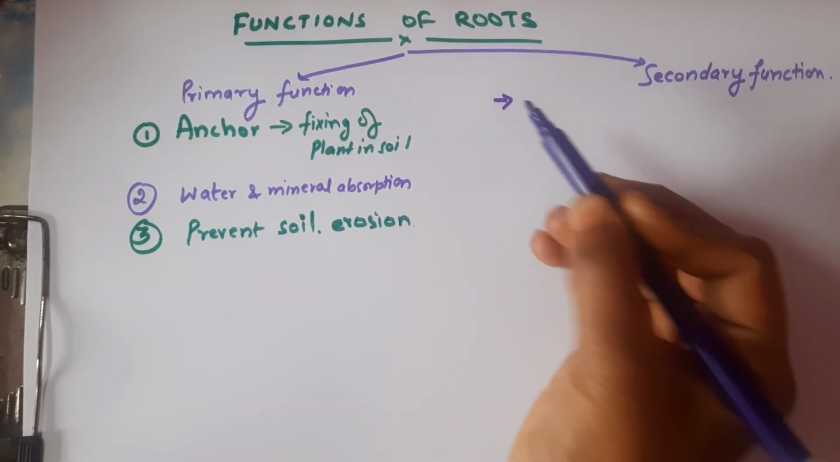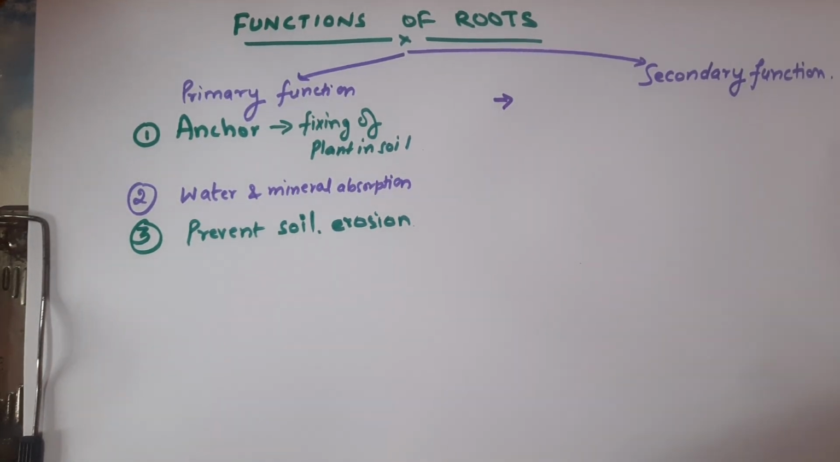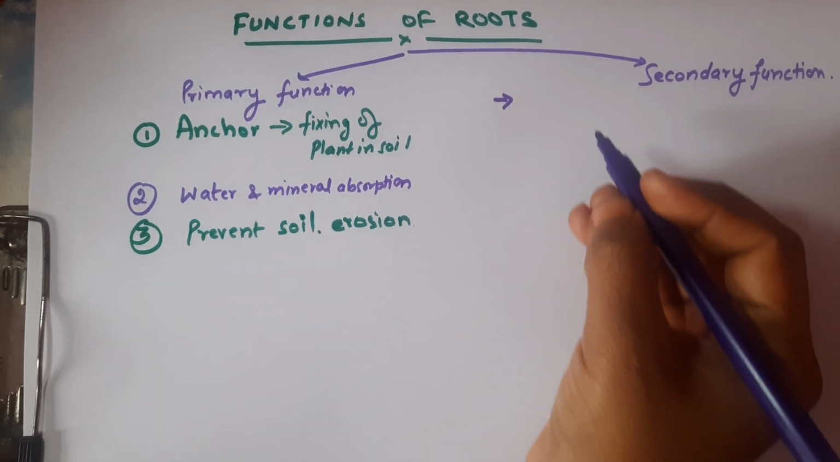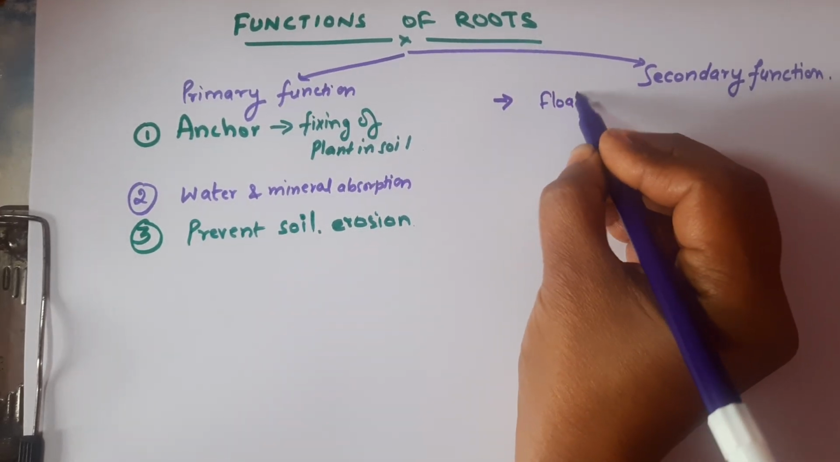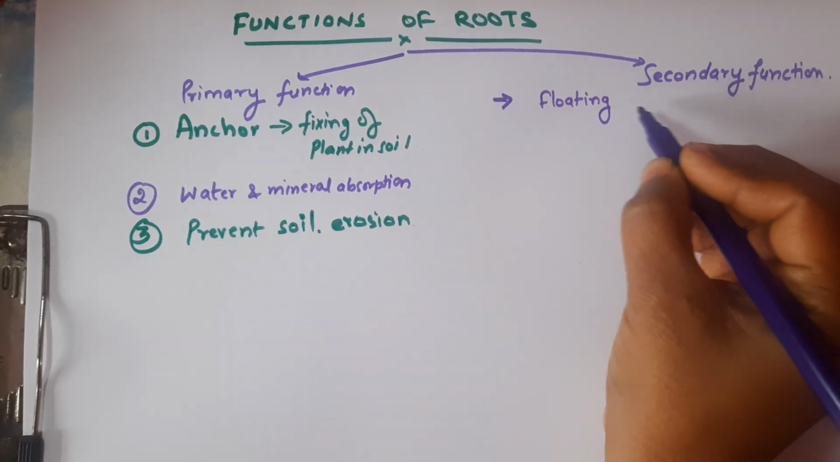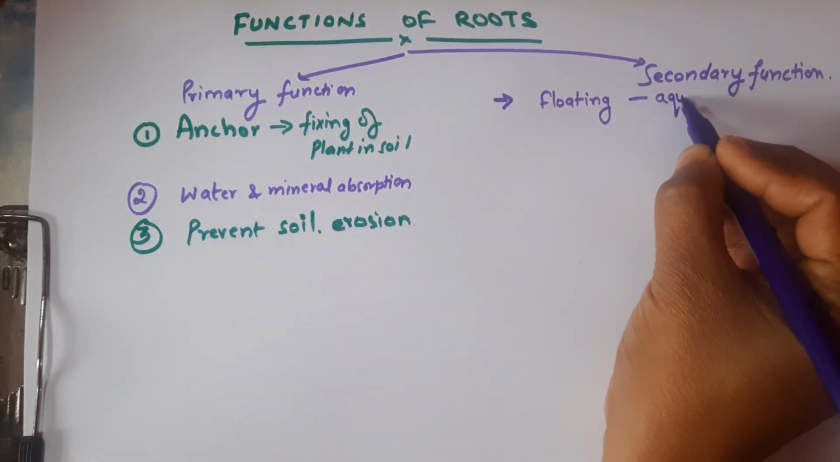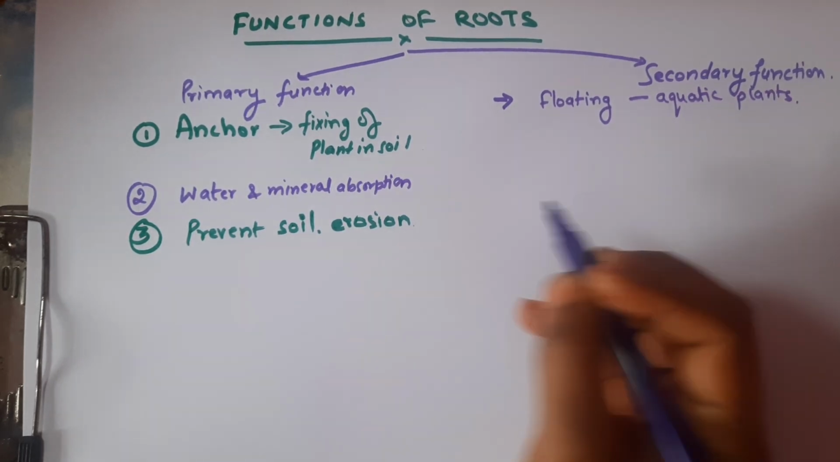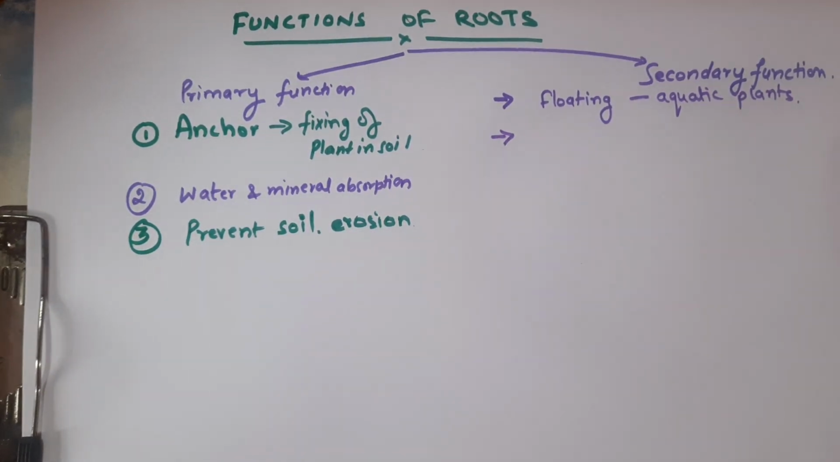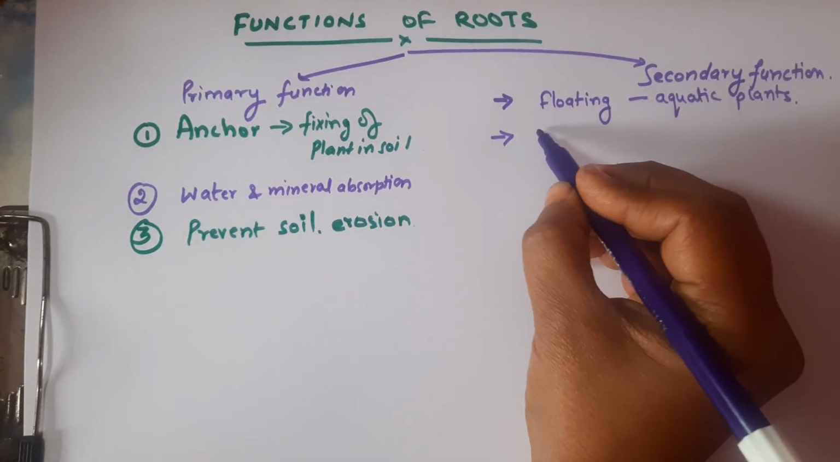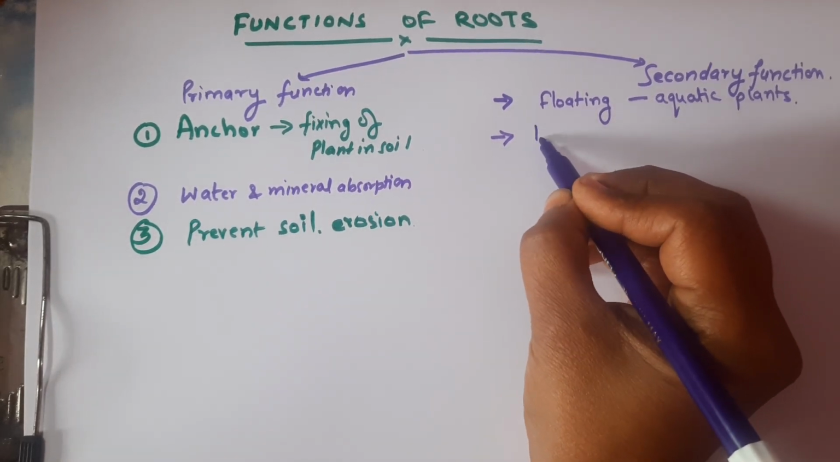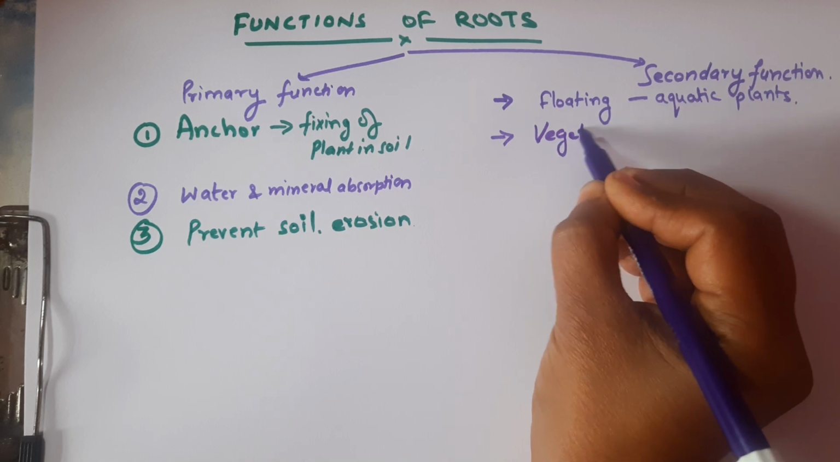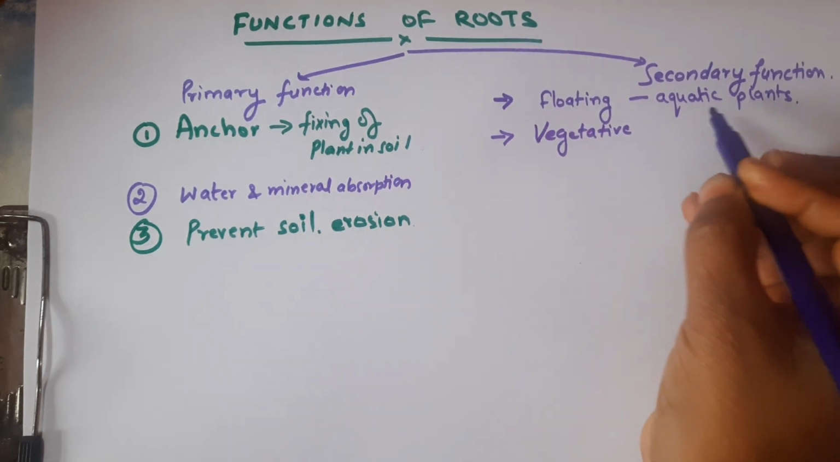In addition to the primary functions, they have secondary functions also. Like, it helps in floating. The roots help in floating of plants in aquatic plants. Second, some roots can help in vegetative propagation. That is, we can multiply the plants using the roots. So they will help in vegetative propagation. It will happen through roots.